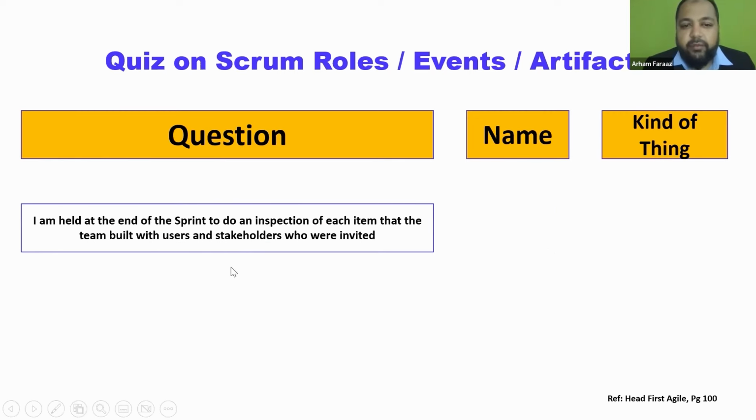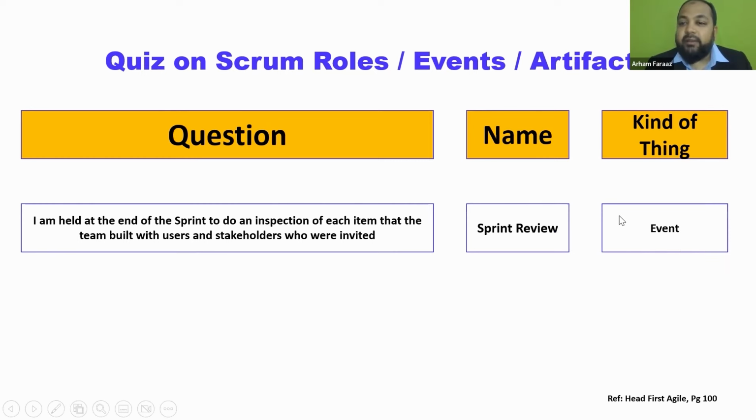I am held at the end of the sprint to do an inspection of each item that the team built with users and stakeholders who were invited. So we're talking about inspection, we're checking something, right? When you're checking something, it is a sprint review, and this is an event. So what are the keywords over here? End of the sprint. Okay, so inspection, right? Who all are coming to the sprint? The stakeholders. The answer is sprint review, and it is an event.